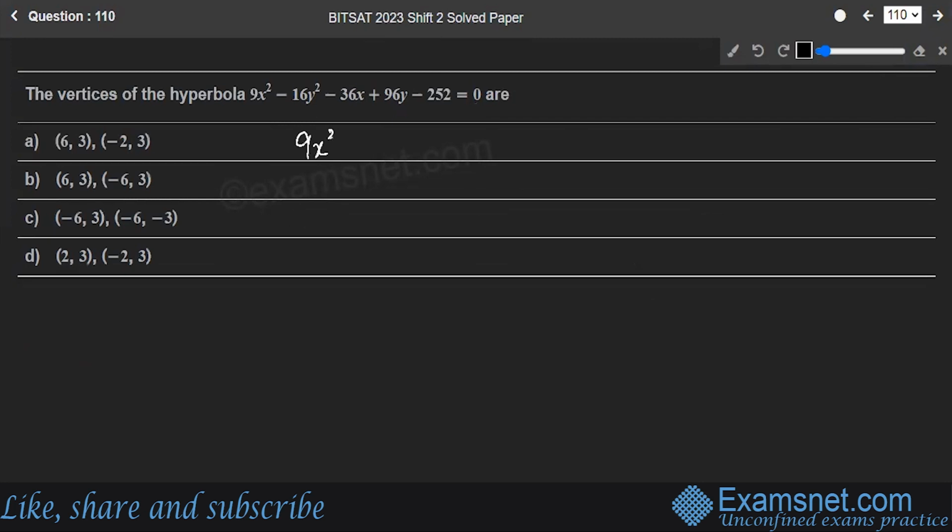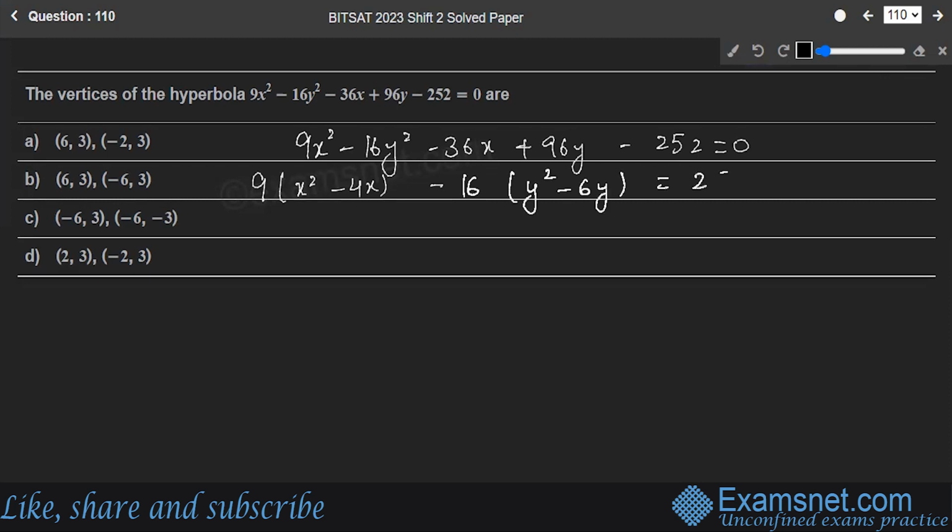The given hyperbola is 9x squared minus 16y squared minus 36x plus 96y minus 252 is equal to 0. Let's take the 9 common from here. You have x squared minus 4x minus 16 into y squared minus 6y is equal to 252. So I'm doing some additions and subtractions. Here's x squared minus 4x, I'm adding a 4 over here. Minus 16 into y squared minus 6y, I'm adding a 9 over here.